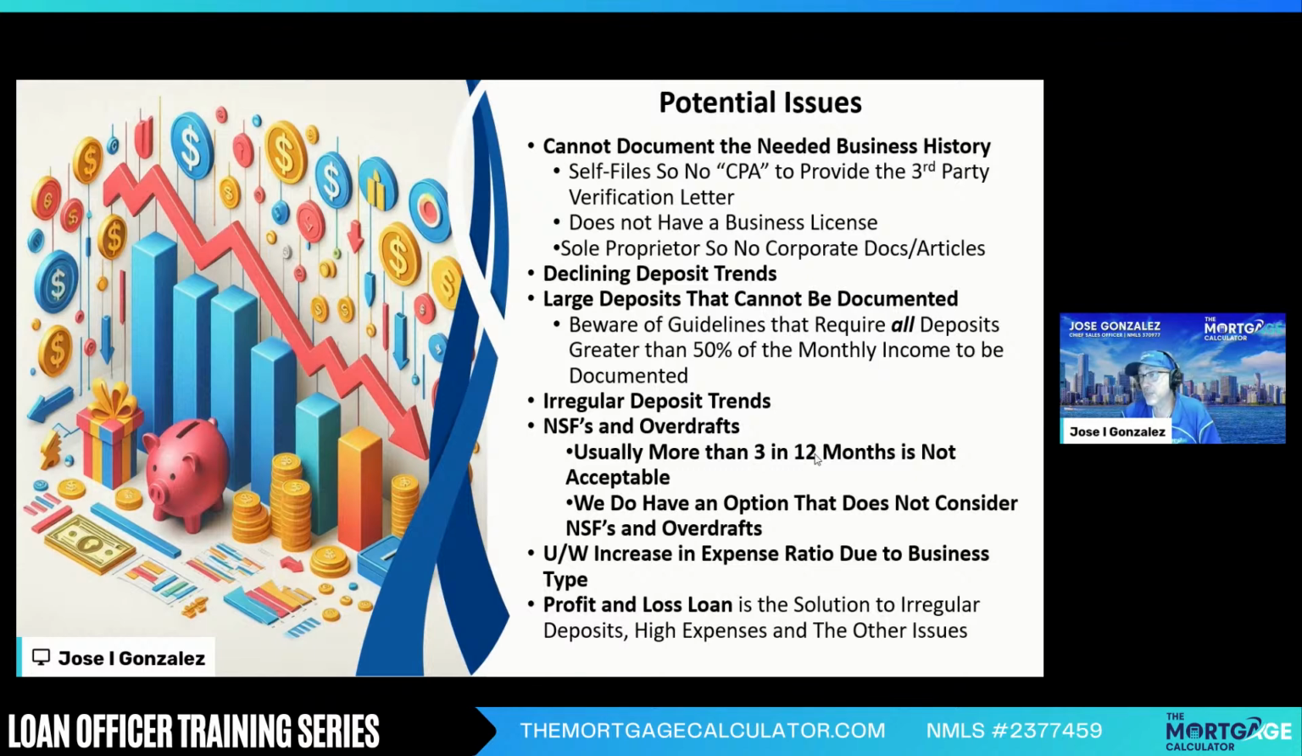So we've already touched on some of these, but what are some of the potential issues that you can face with bank statement loans? Now, we actually covered some of these in our P&L presentation yesterday, right? So the first big one is the borrower cannot document the needed business history, right? They can't necessarily document self-employment, right? They don't have a business license. Maybe they're a sole proprietor. They self-file their tax returns because maybe it's a very simple tax return and they don't need to use an accountant or a CPA or a tax preparer.